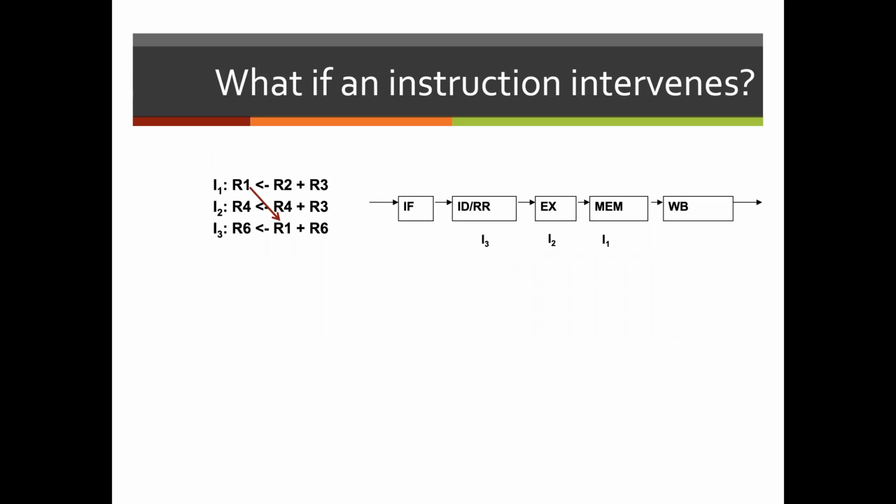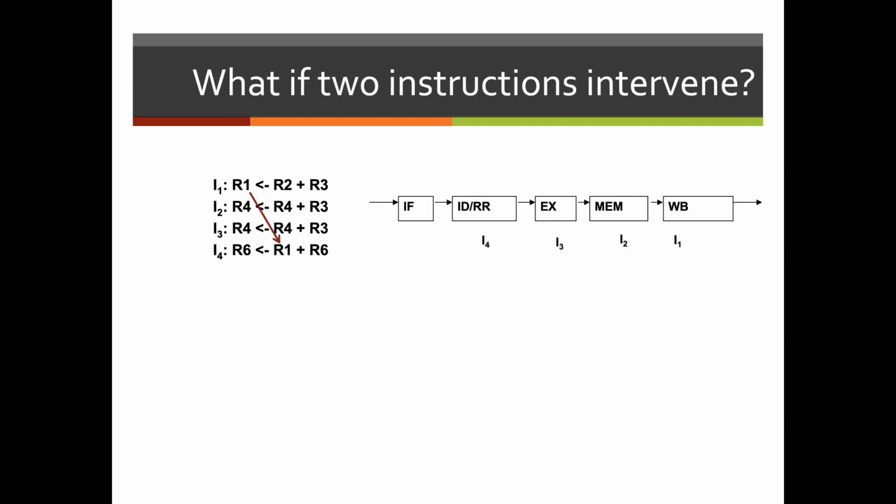So what exactly happens if we do have an instruction that intervenes? In this case, now all we need to do is forward our data path. We need to forward from memory to IDRR for instruction 3. If we have 2 instructions that intervene, then we just need to forward from the write back to our IDRR stage.